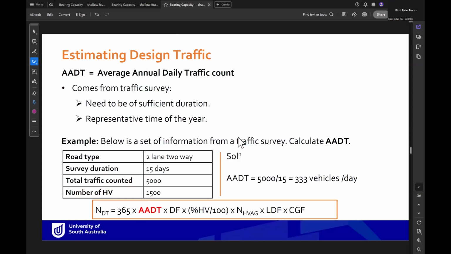Okay, so let's start with some examples to find each one of them. For AADT, the average annual daily traffic count, this comes from traffic surveys again, and it needs to be calculated over a sufficient duration, because you are taking an average over time. This duration needs to be a representative time of the year. So you don't select a time where the traffic is very low or very high. You need to select a time of year which represents most of the year.